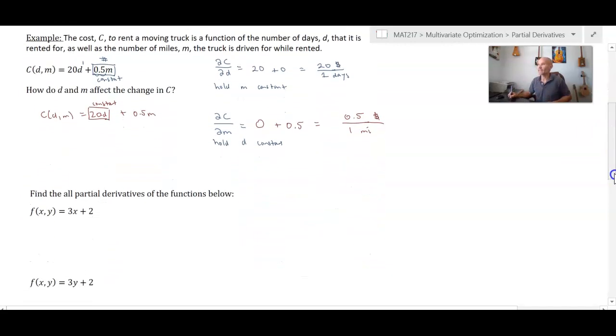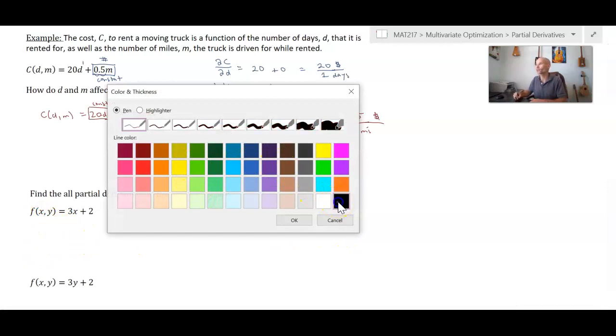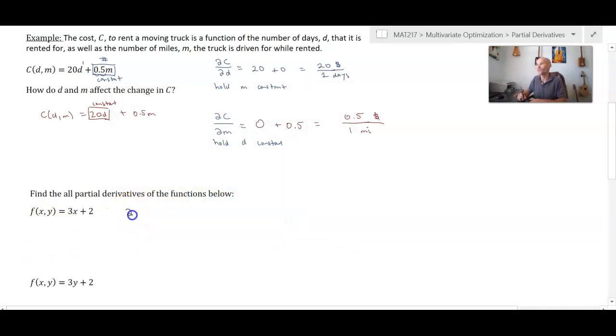Let's just practice taking some partial derivatives here. We're going to find, in each of these examples, both partial derivatives. So let's focus on df dx first. Now we're not going to give this any context. We're just going to go through the operations.